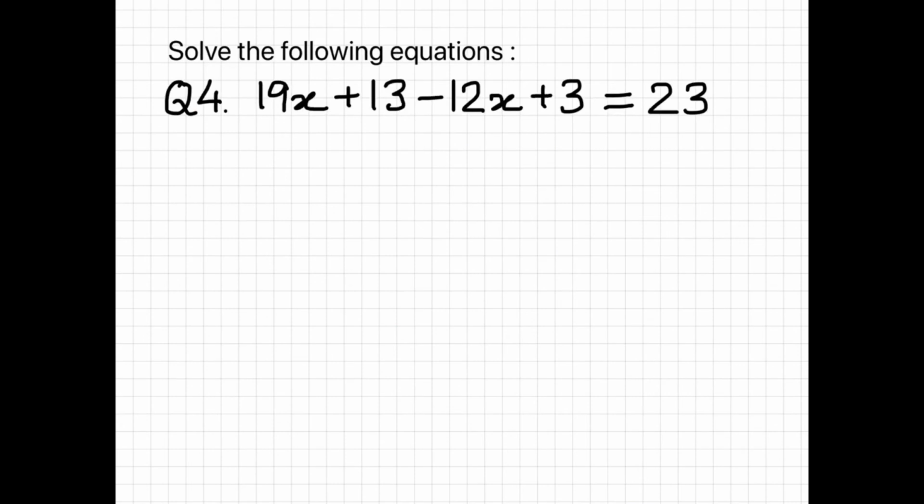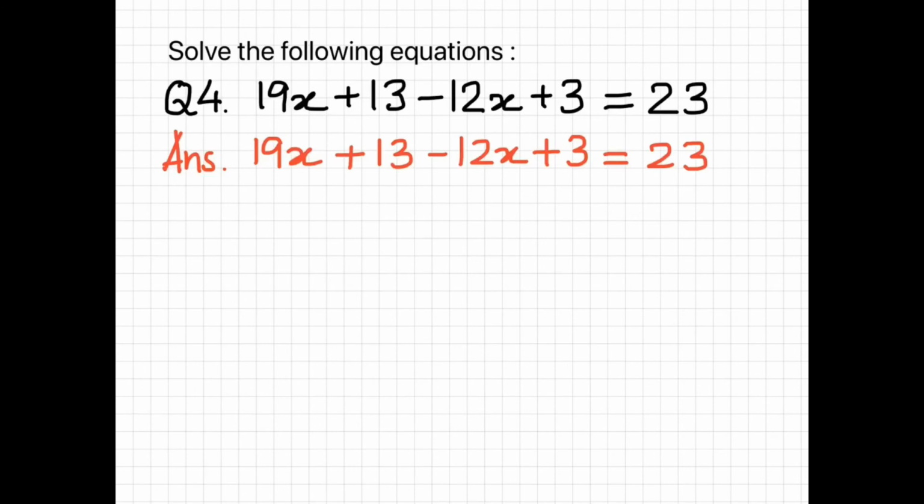Now let's look at the next question. 19x plus 13 minus 12x plus 3 is equal to 23. In this question, let's simplify the left hand side first. So we have got 19x and minus 12x, which can be simplified. We get 7x.